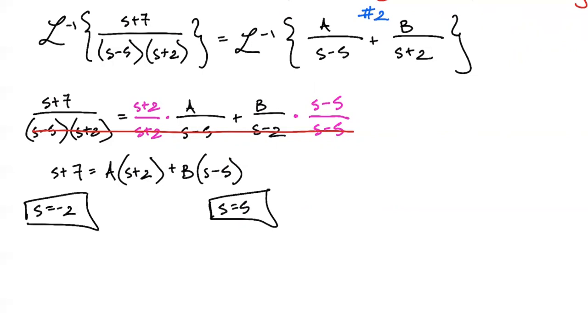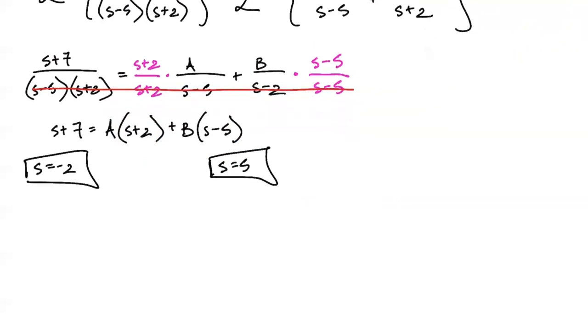And the reason I'm choosing those numbers is s equals -2 is going to zero out this first term, so I can find B. And the reason I'm choosing s equals 5 is because that will zero out the second term and I can solve for A. Okay. I just have to remember to plug in -2 everywhere I see an s, and then I need to plug in 5 everywhere I see an s, like on both sides.